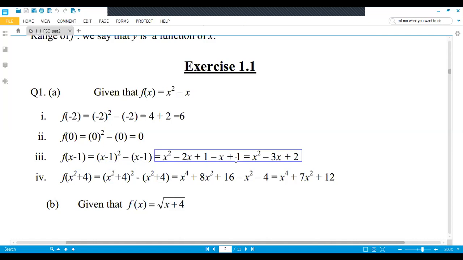Now you simplify this function. x square as it is, minus x and minus 2x, both are negative, so minus 3x, and plus 1, we get plus 2. So this is the third part for the first A, question number 1A. The fourth one: you have to find this function for f of x, x square plus 4.